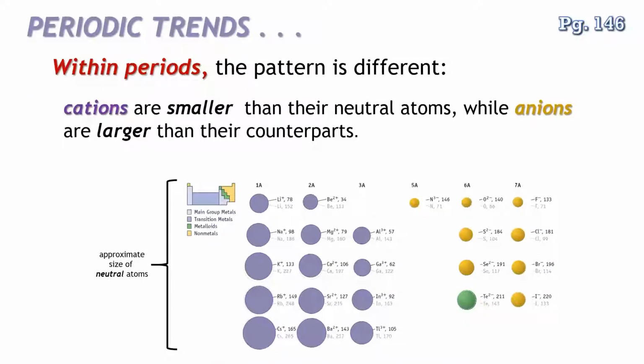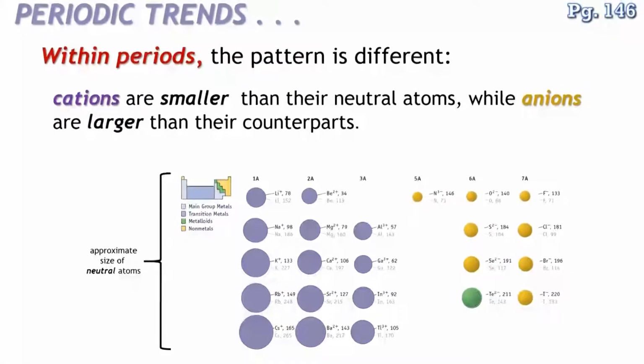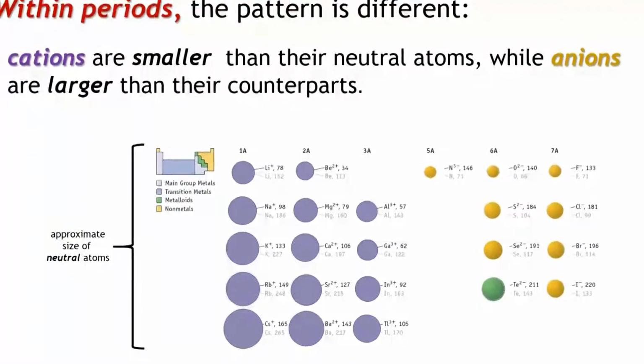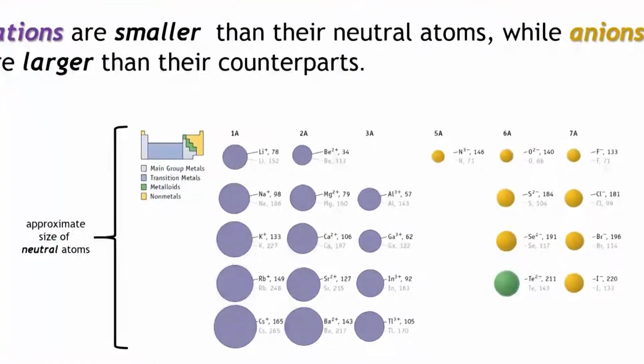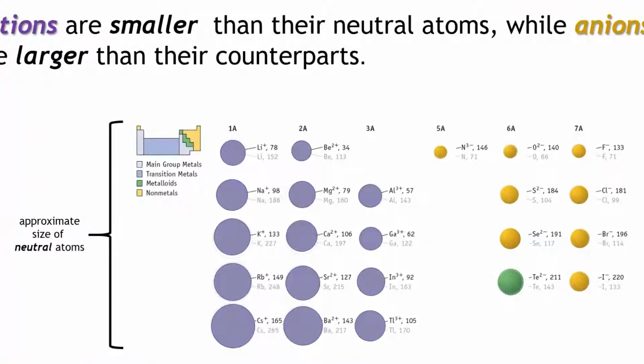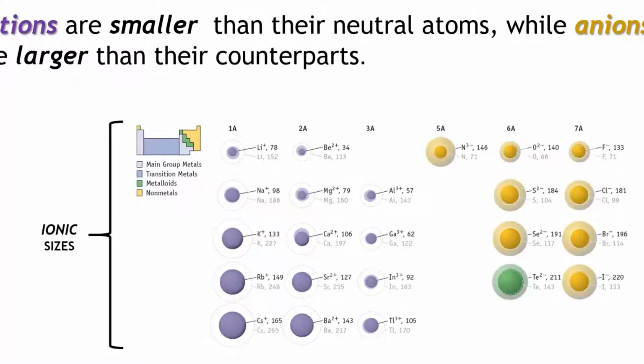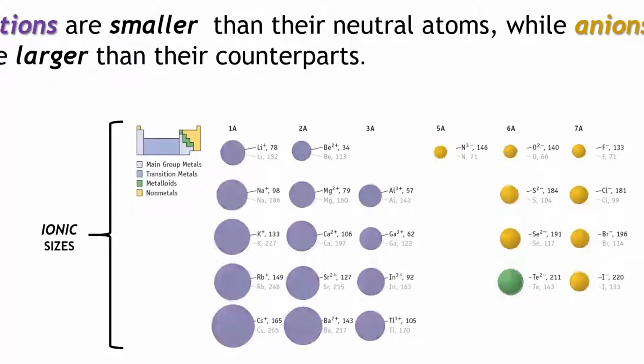But, and you can see this more carefully laid out on page 146 of your textbook, within periods the pattern is different. Cations are smaller than their neutral atoms and anions are larger than their counterparts. So right here we're showing purple circles to represent the positively charged cations and gold circles to represent some of the negatively charged anions. And these, shown on this slide, are the neutral atoms. But if we consider the ions, what do we observe? We should see that the atoms in purple are getting smaller.